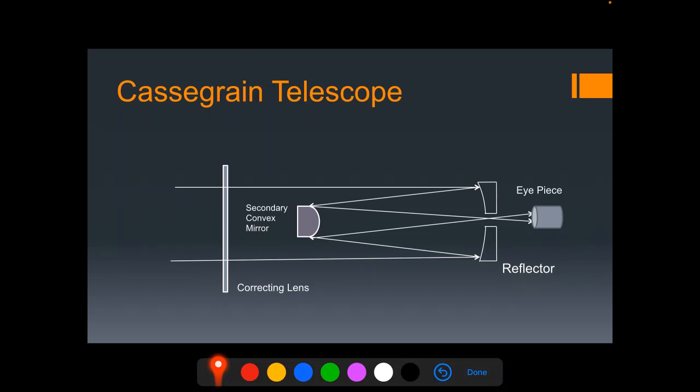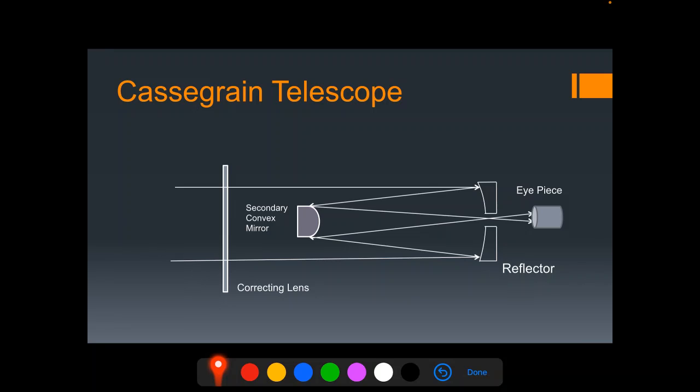Now, the advantage of using a convex mirror is that it gives you a higher focal length. Due to the higher focal length, the quality of the images formed of distant objects improves. And you get a large focal length that can be fitted inside a narrow tube, due to the secondary convex mirror. So this is one of the advantages of the Cassegrain telescope.